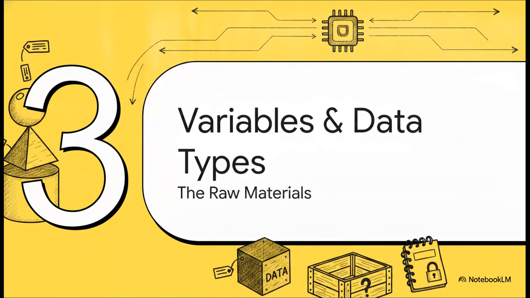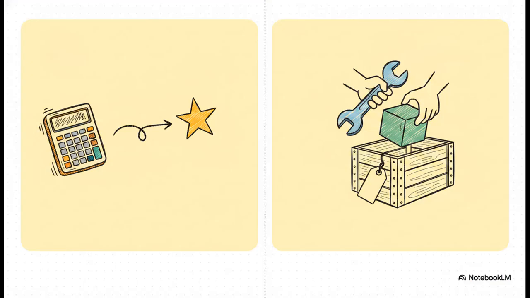Section 3. Variables and data types. These are our raw materials. Now, there's a really vital distinction we need to make right off the bat. Expressions versus statements. An expression actually evaluates to a value. Like if you ask the REPL 2 plus 2, it spits out 4. Simple, right? A statement, on the other hand, performs an operation.